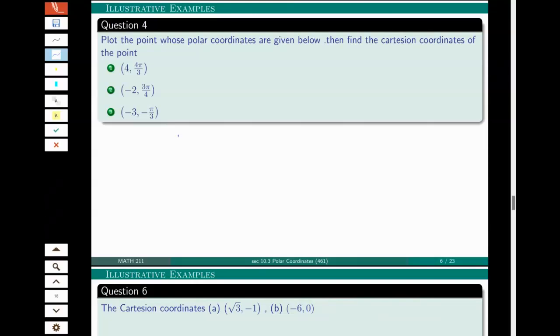Here we have the polar coordinate, this is r, that's theta. We have the angle minus pi over 3, that's the angle minus pi over 3. So we have minus meaning opposite direction, with the point here.